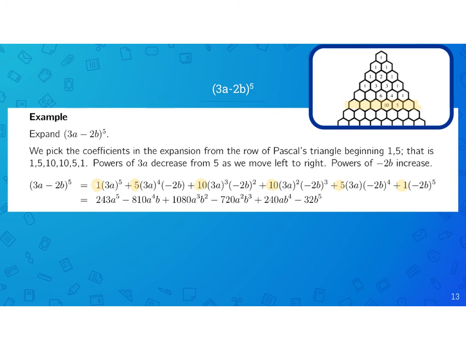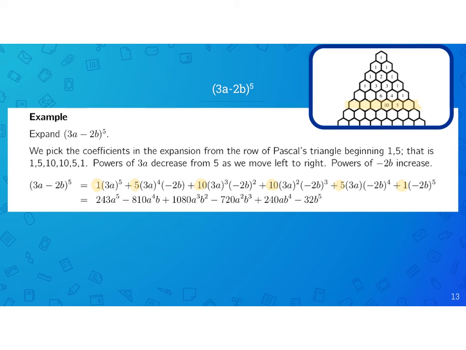One last example. I'm going to point out that this is my a and this is my b, my a and b from the first screen. My first term is 3a. So you're going to have decreasing exponents on the 3a, and you'll have increasing exponents on negative 2b. So negative 2b is the term. This is negative 2b to the 1, negative 2b squared, negative 2b to the 3, negative 2b to the 4, and then negative 2b to the 5 at the end. So we had included the numbers from row 5, 1, 5, 10, 10, 5, 1.